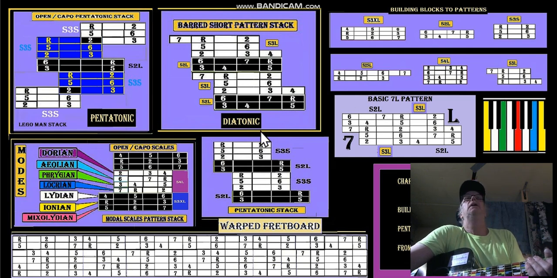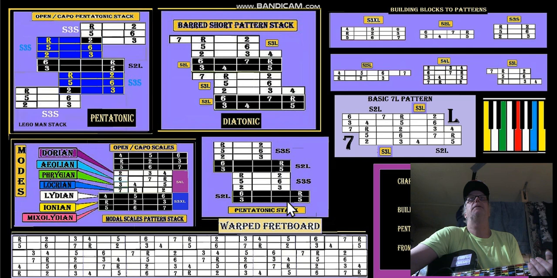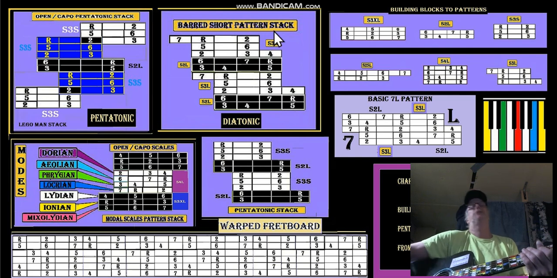The pentatonic is just the diatonic without the 4s and the 7s, and that would be in the stack of 2 long without those 4s and 7s there. Okay, and without the 4 and the 7 tab there would be the S3S. That would be your pentatonic right there. So these two are the barred short pattern stacks.